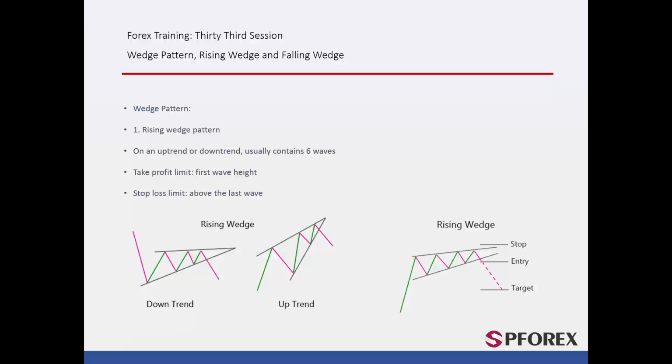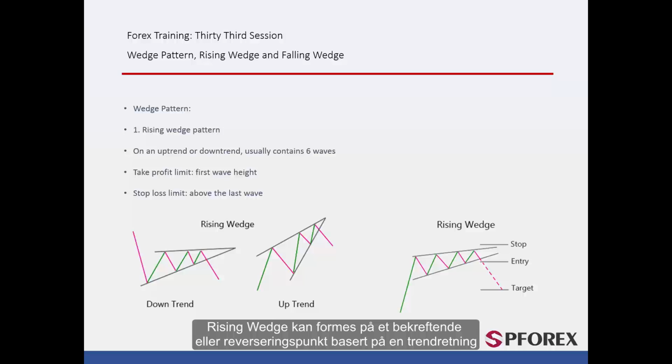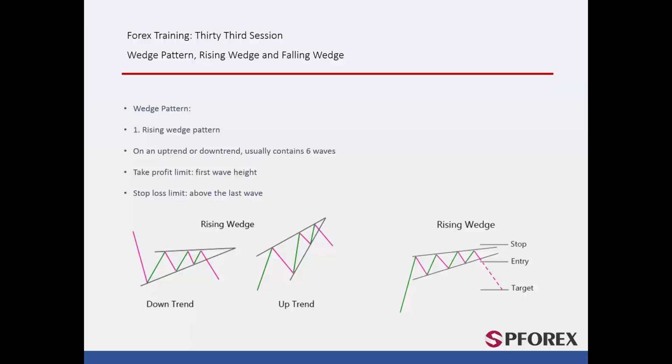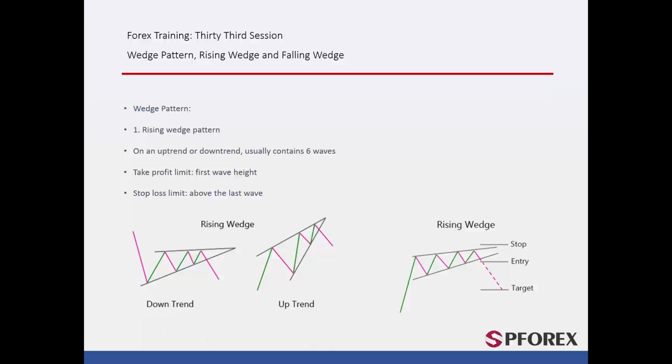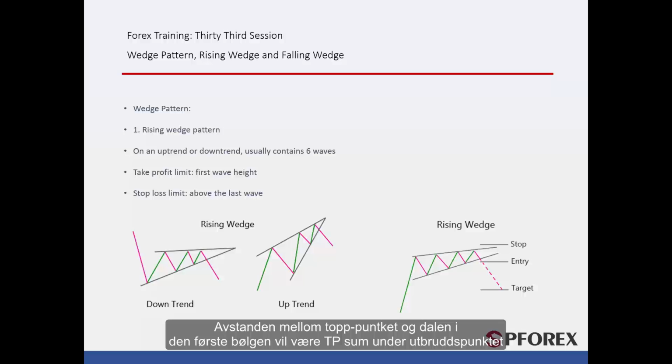Rising wedge. Rising wedge can be formed on an agreeing or reverse point on the basis of a trend direction. If it is formed on a downtrend, then it would be a continual pattern, while on an uptrend it would be a reversal pattern. The distance between the peak and the valley of the first wave could be our TP amount below the breakout point. The distance between the peak and the valley of the last wave should be our SL amount above the breakout or entry price.